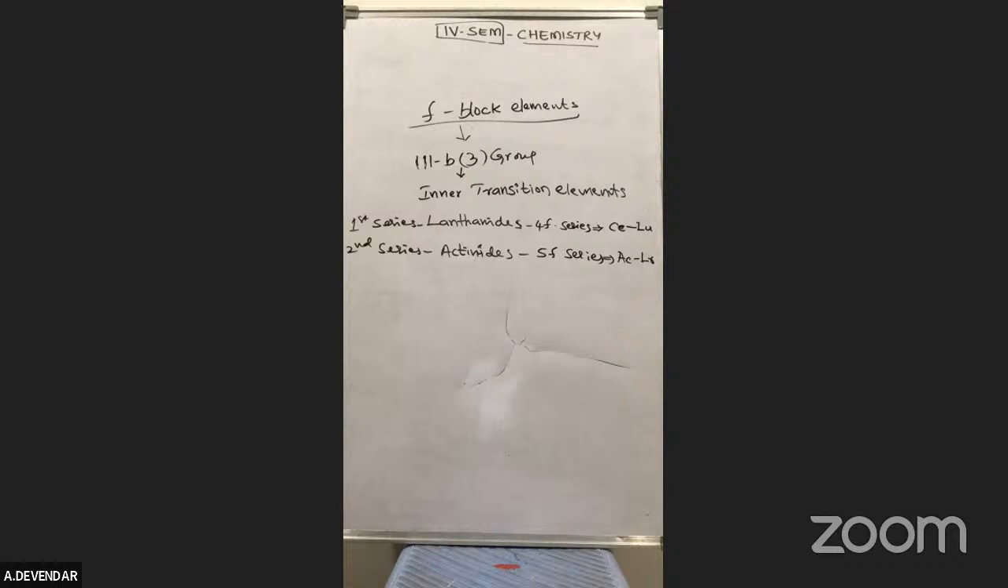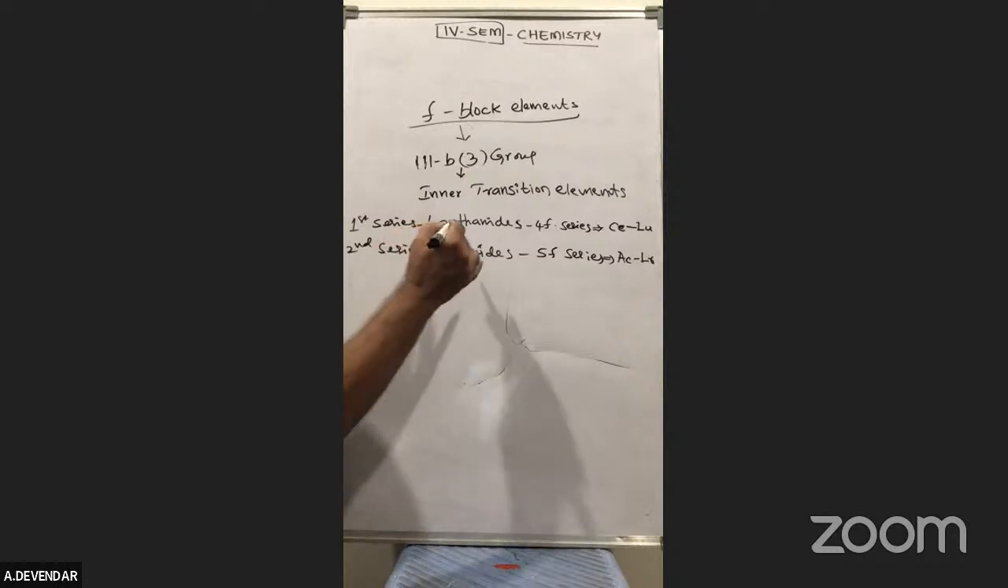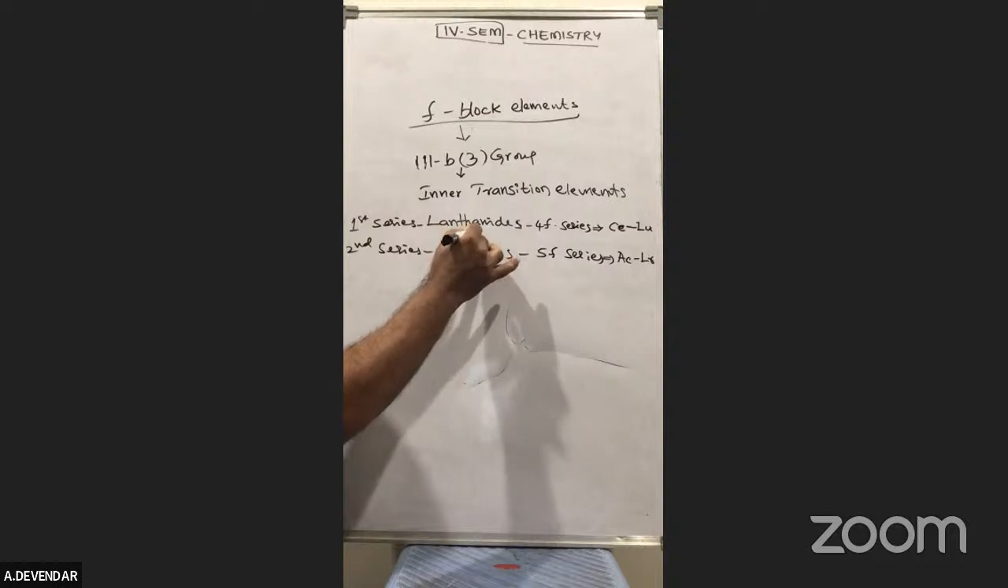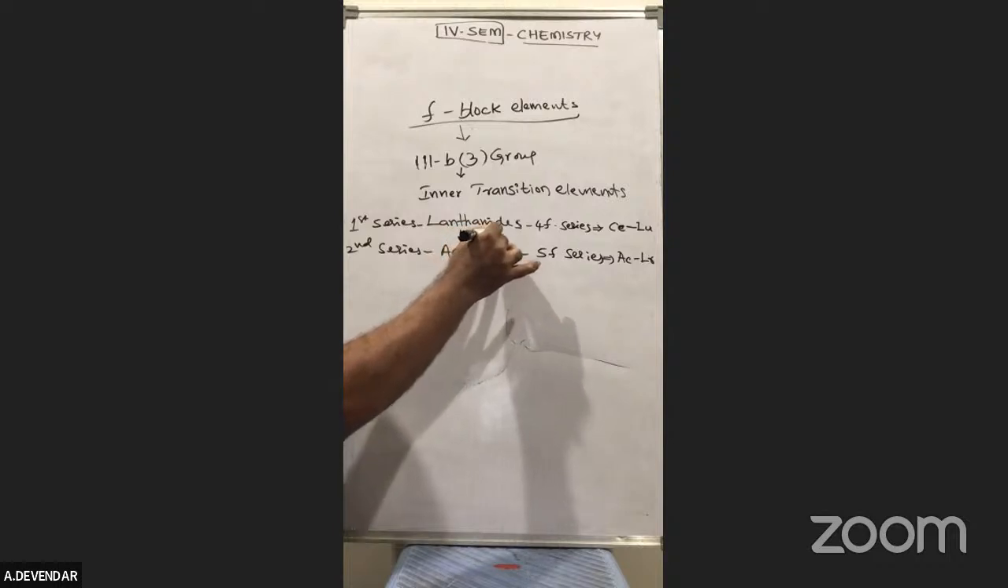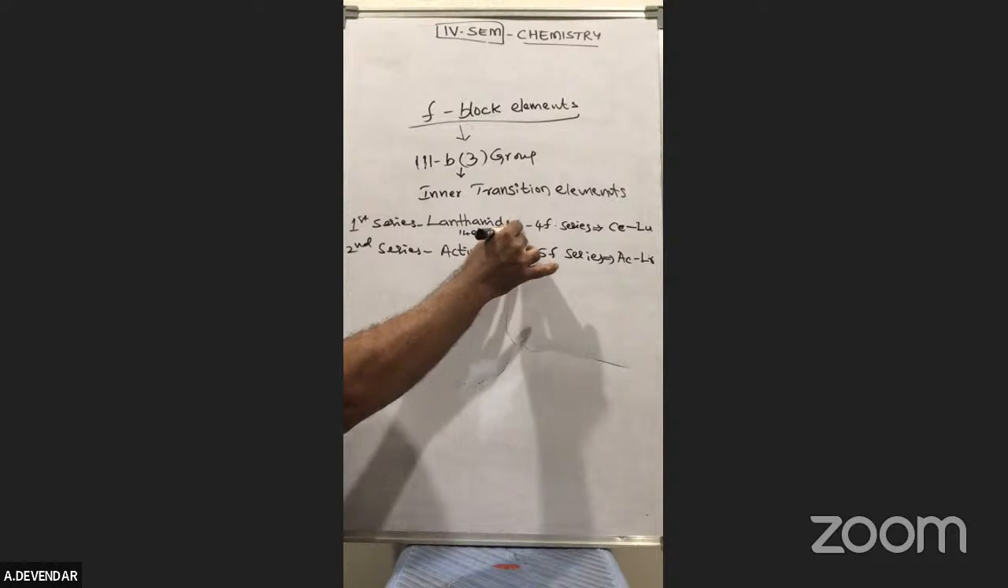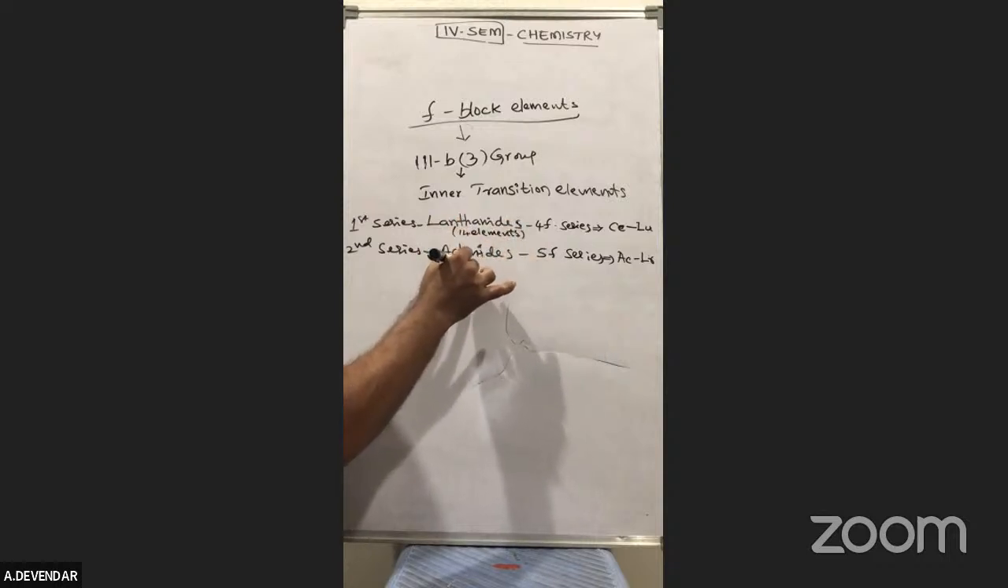Each series consists of 14 elements. Lanthanides are 14, and actinides are 14 elements. So a total of 28 elements are present.